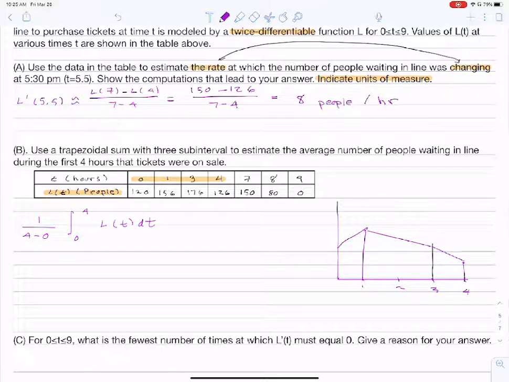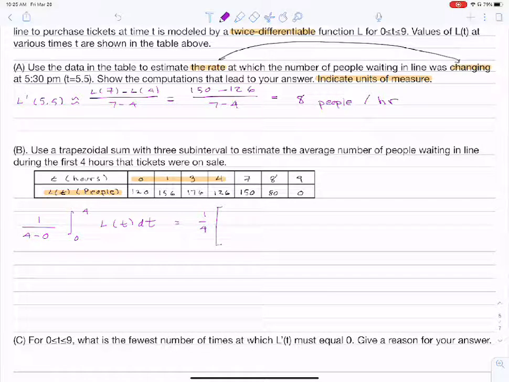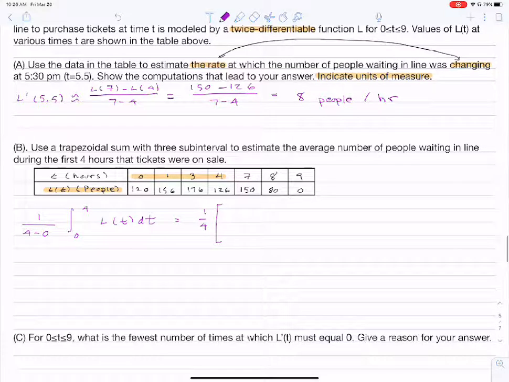So a reminder on how we find them. The area of a trapezoid is 1/2 the average of the bases times the height. So in other words, for my first trapezoid, this would be base 1, this would be base 2, this would be height. Okay, and I'm going to do that for each trapezoid. So let's go and do that. This is going to be equal to 1/4 times, and let's see what I got. I'm going to take the average of the first two bases, so 1/2. My first two bases are 120 plus 156 times the height, which in this case is the distance from 0 to 1, which is 1.